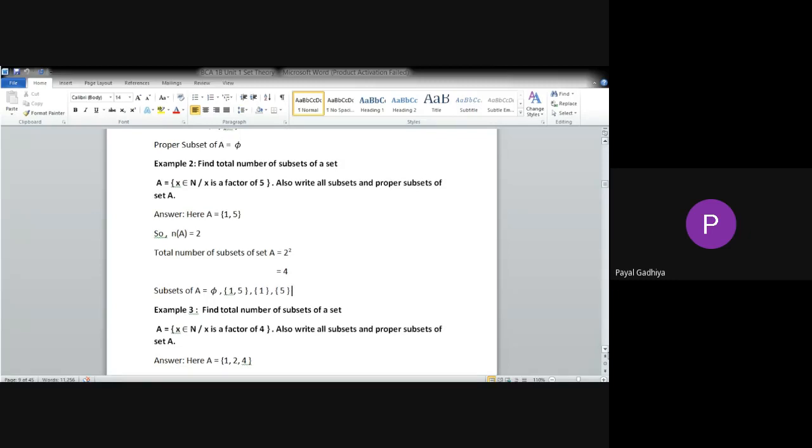Now we have to find the total number of subsets of this set. So how many subsets can we get of this particular set? 8, ma'am. 2 to the power 3. Yes, it will be 2 to the power 3 because we have 3 elements in the set, and 2 to the power 3 is 8. So 8 subsets we can get. Now which 8 subsets will be there? Write in the chat box, or you can write it in the notebook and show me on the screen.